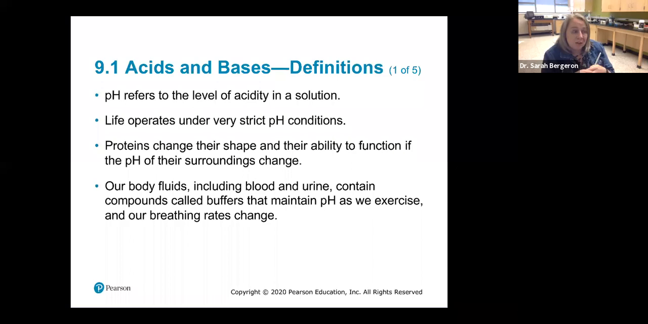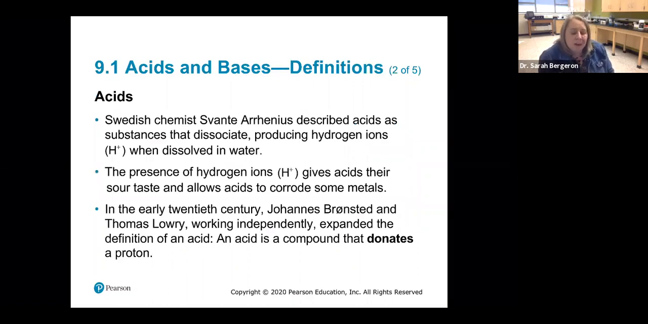And so what you'll see is if you test our bodies, you will see that blood, urine, all that kind of stuff contains compounds called buffers. And buffers are there to maintain a certain pH. So our bodies are going to change, right? You're exercising, and you're actually going to change the pH inside of your body. And so you have to have a buffer that's going to adjust and keep you from going too acidic or too basic. So we'll talk about buffers in a little bit. I don't remember which section, but we'll get to it.